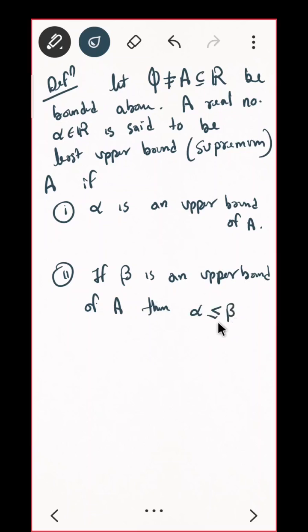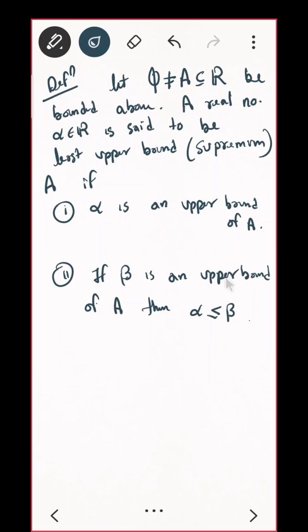Perfect, very nice. Less than equal to भी चलेगा ना, अगर बीटा सेम ही जा तो. I am not putting beta is any other upper bound. If I write beta is any other upper bound, then I have to put strict inequality. But I am just simply saying that if beta is an upper bound, then alpha may be same with the beta, or it should be less than.